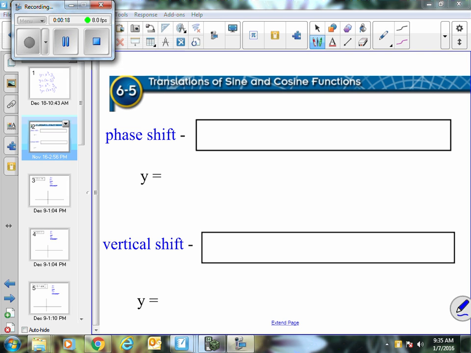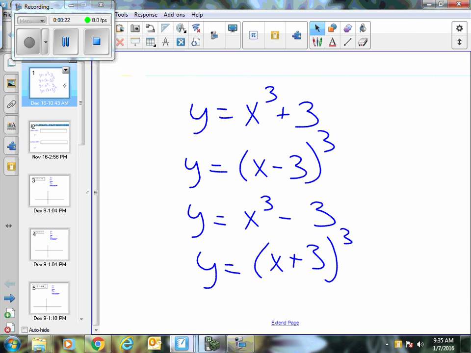And then we're going to talk about what that means when we look at our pictures, so what those effects are on the graph. So I'm going to have you take a quick peek at these. Pause the video for a second. I want you to think to yourself, what would each of these shifts do? Because they're going to affect our graphs for sine and cosine exactly the same way.